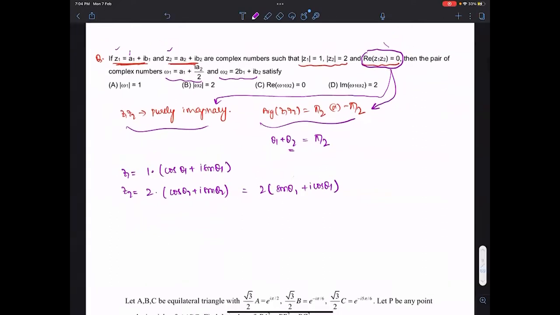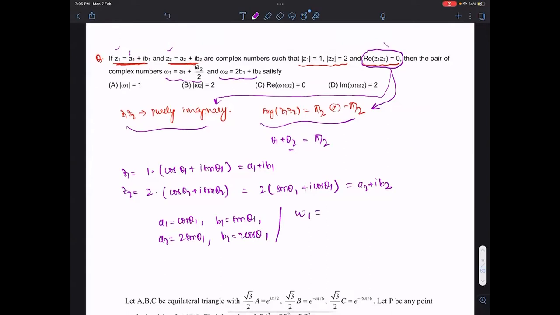Now, already they gave what is Z1 and Z2. This is A1 plus iB1. This is A2 plus iB2. So now you compare: A1 is cos theta 1, B1 is sin theta 1, A2 is 2 sin theta 1, and B2 is 2 cos theta 1. Okay. Now what is omega 1?